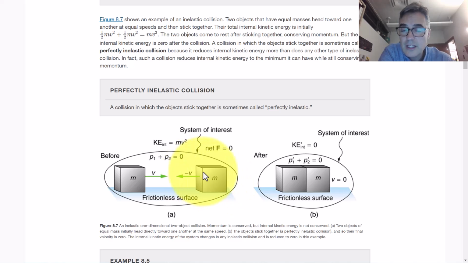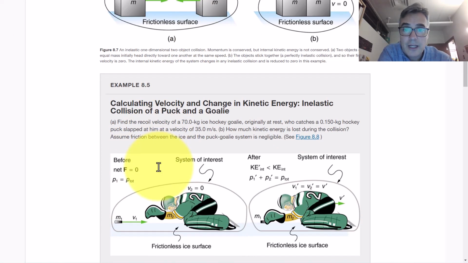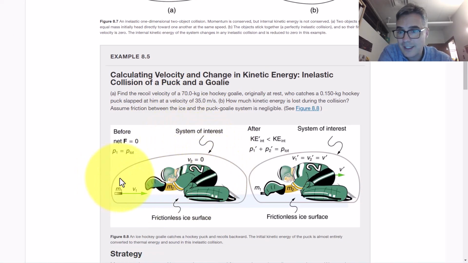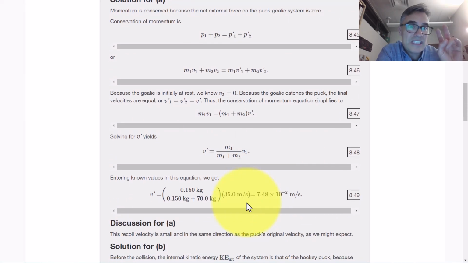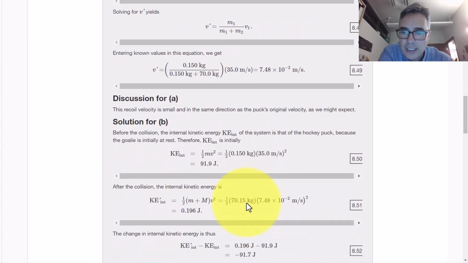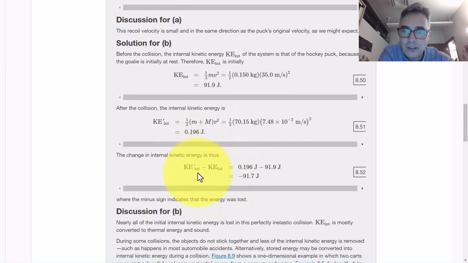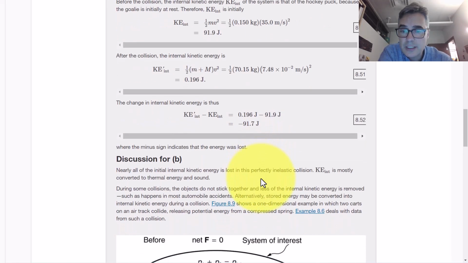So they're both moving, they hit each other, and then they're stuck together. That always involves a big decrease in the kinetic energy, but the defining feature of a perfectly inelastic collision is just that they're stuck together after. And example 8.5 calculates that. So this is a perfectly inelastic collision because the goalie catches the puck here. So they end up stuck together, right? Same velocity. And you can actually calculate the initial kinetic energy and the final kinetic energy, internal, I guess, is what this means. And you get that the difference, final minus initial, is negative 91.7 joules.